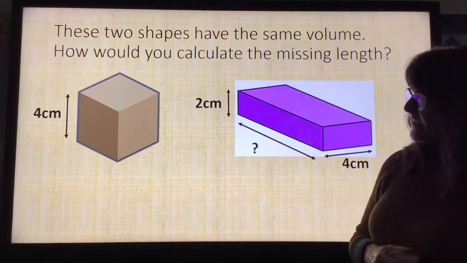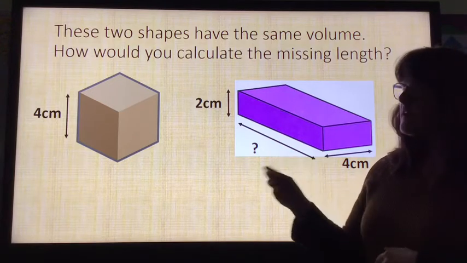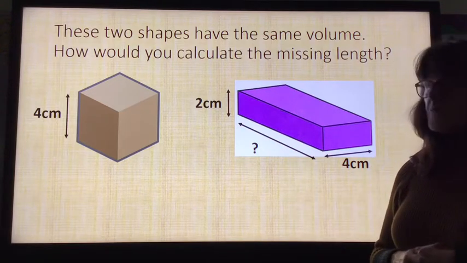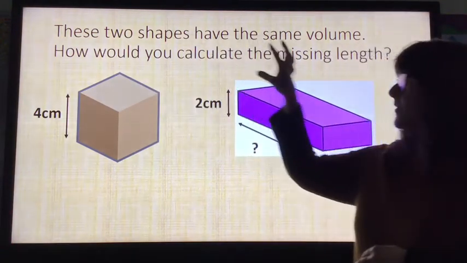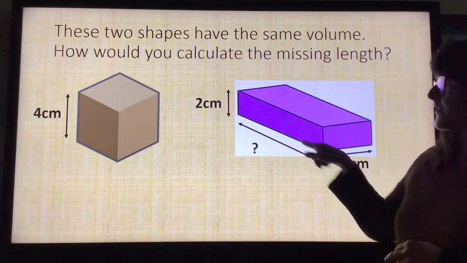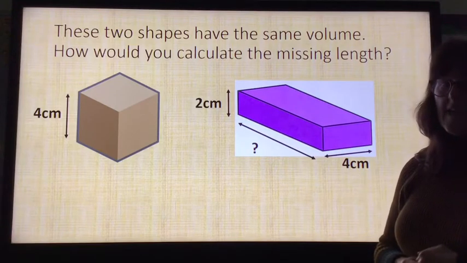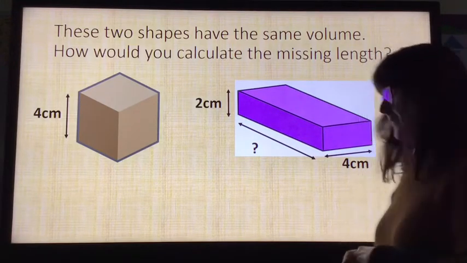On the next page are some very similar problems. What you need to do is start by working out the volume of the cube. You then know that the cuboid has that volume, and you can work out the missing edge. Off you go, stop the video.